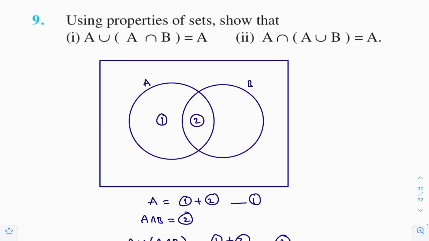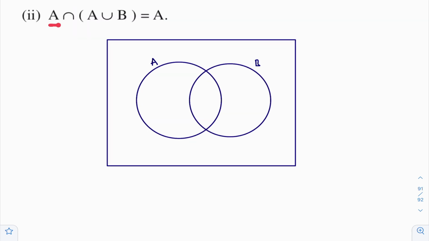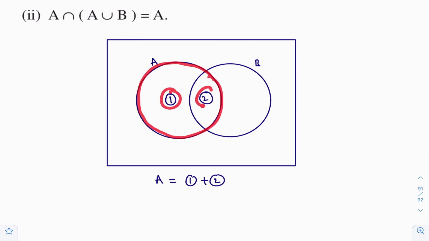I hope you are understanding. Now the second bit, A intersection (A union B). We need to prove this. First A. What is set A? Here I will write, set A is nothing but 1 plus 2. Correct? Please try to understand. This whole thing is set A. Set A is nothing but this 1 plus 2.